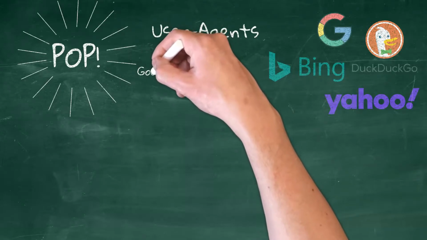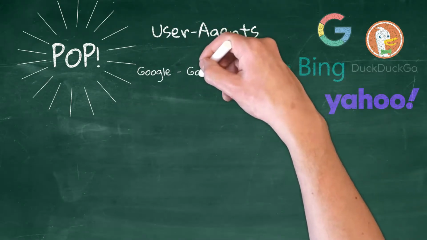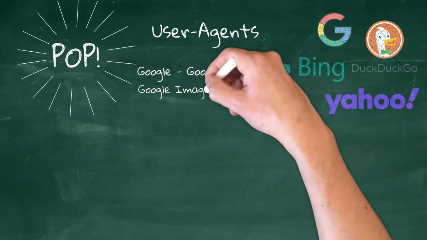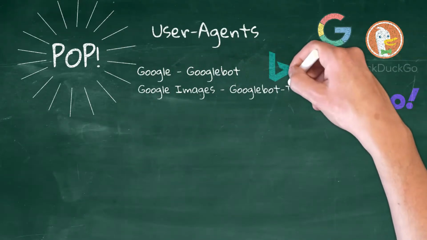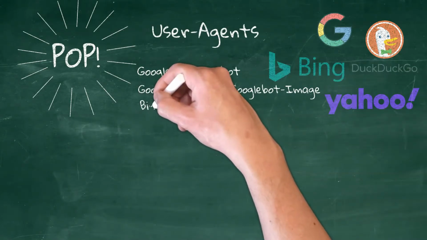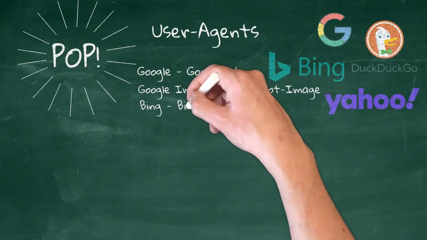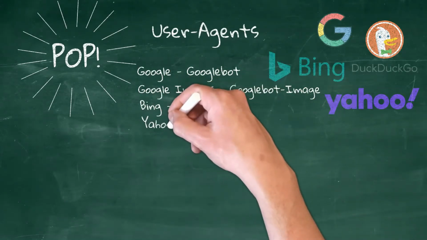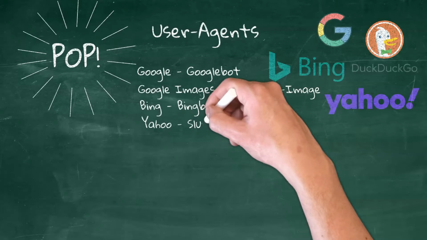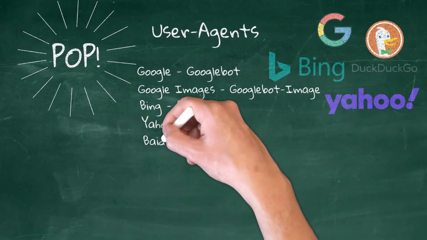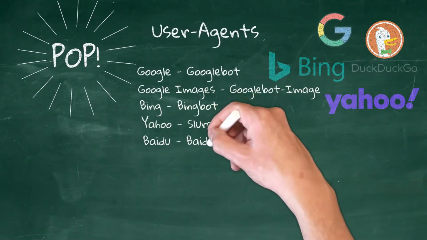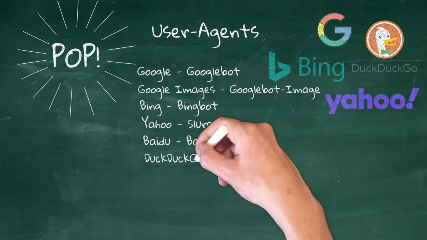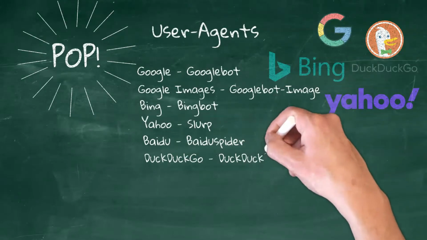Google has two main ones: Googlebot, one word, and Googlebot-Image. Bing has one, Bingbot. Yahoo has one, Slurp. I'm going to butcher this name. Baidu: Baiduspider is their bot. And DuckDuckGo's is called DuckDuckBot.